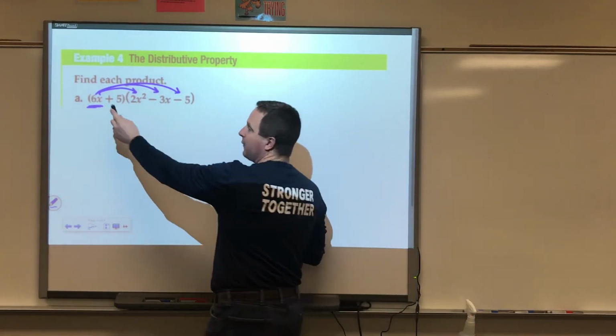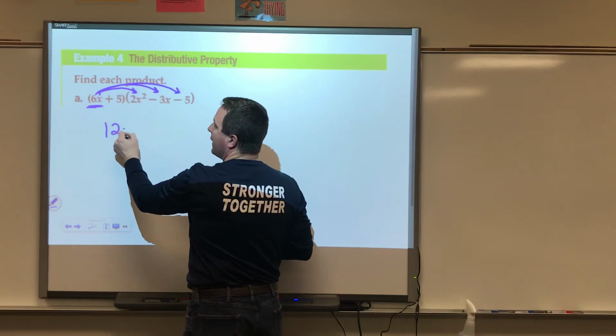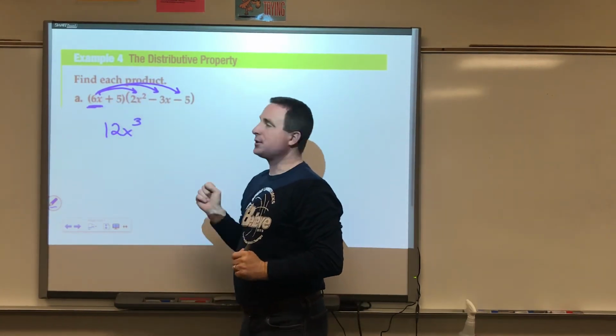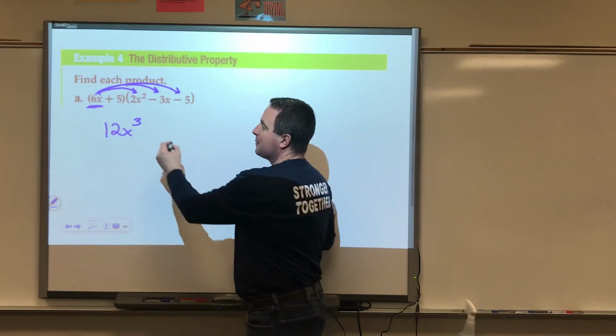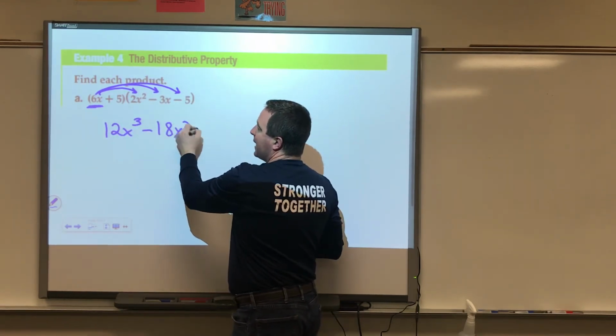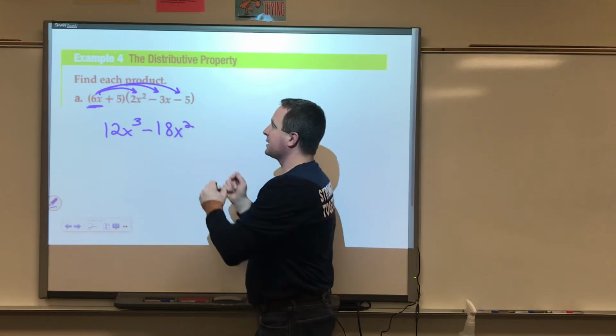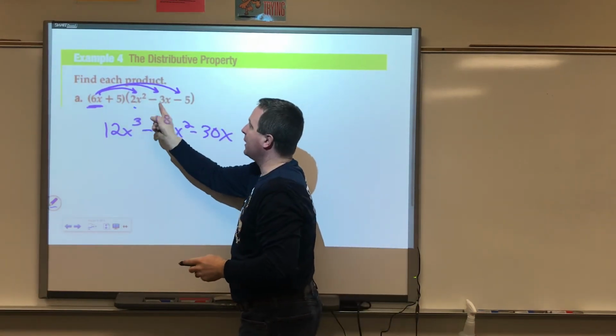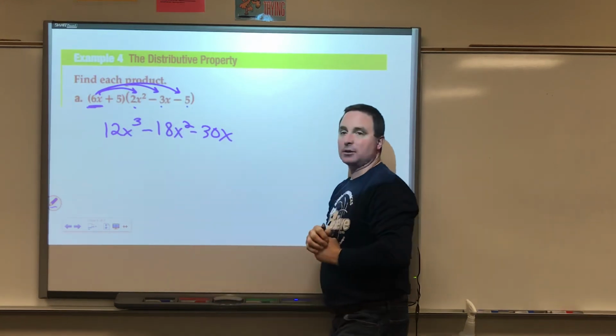Okay, so let's try it once here. If I do 6 times 2, I get 12x cubed this time. Remember, 1 plus 2 is 3. 6 times negative 3 is negative 18x squared. And 6 times 5 is negative 30 with an x. Okay, and that's all the numbers that the 6x could multiply.